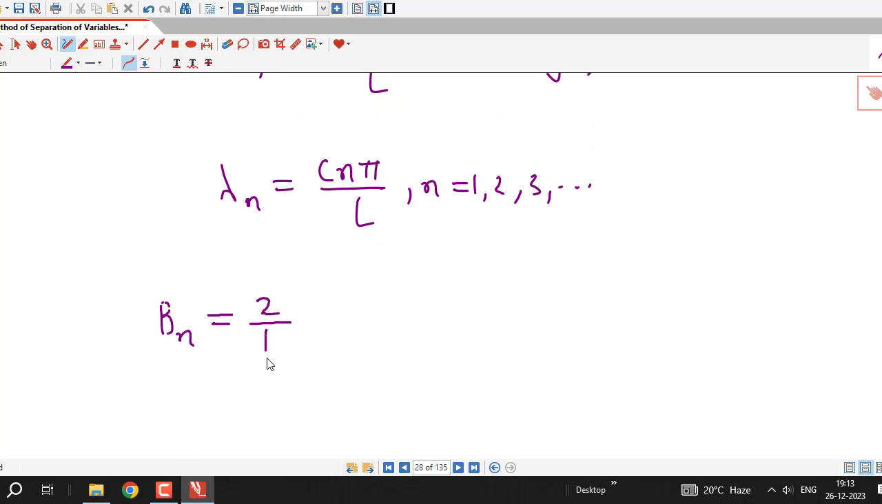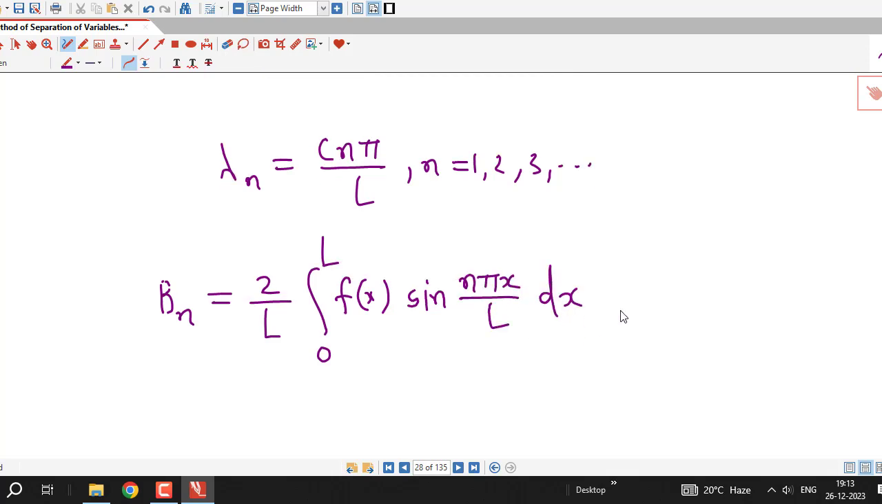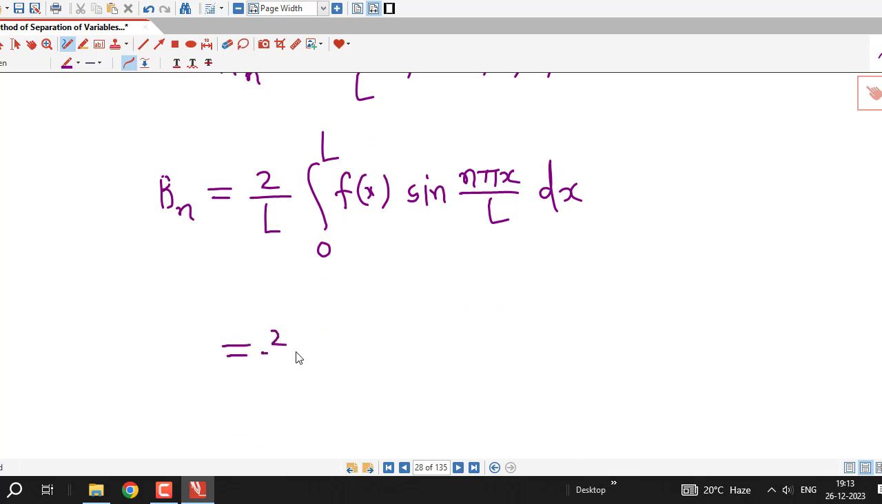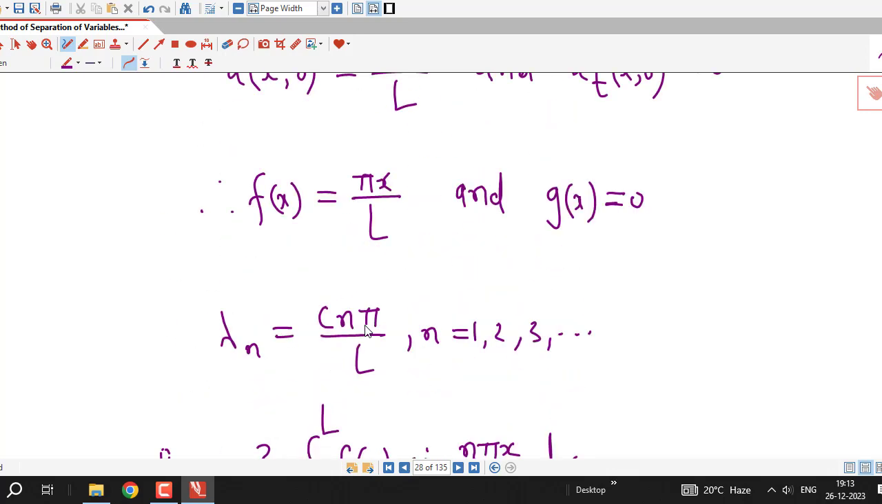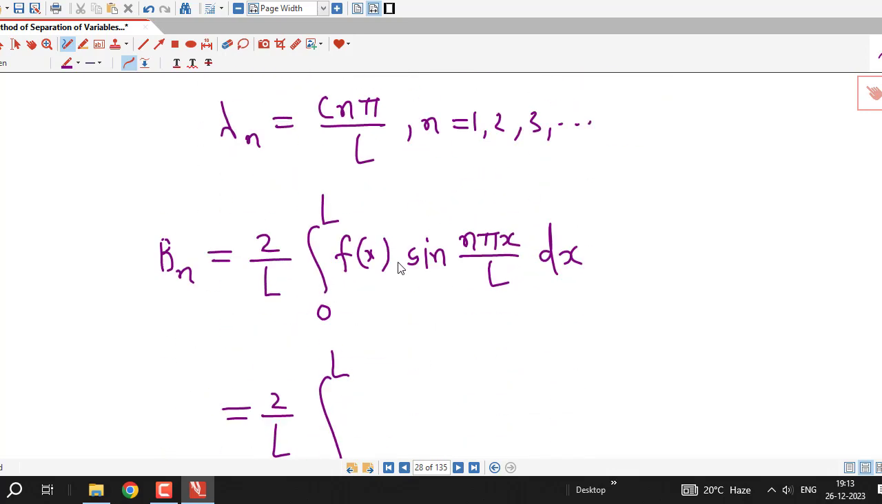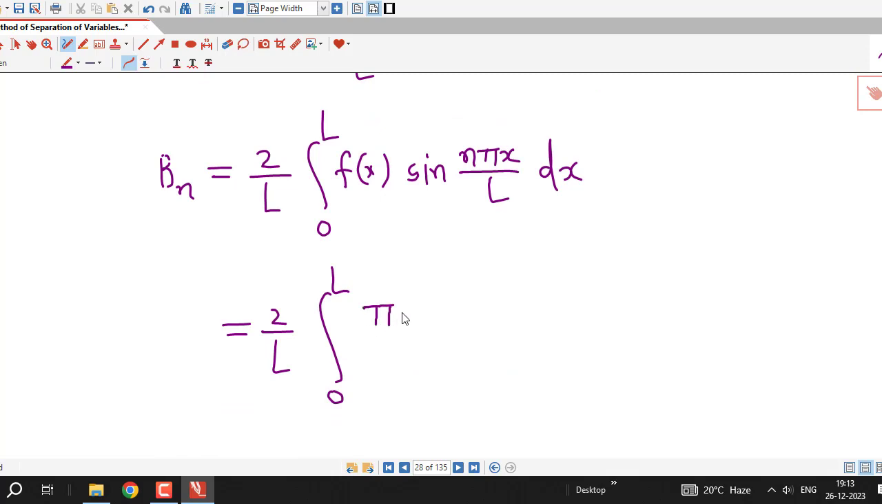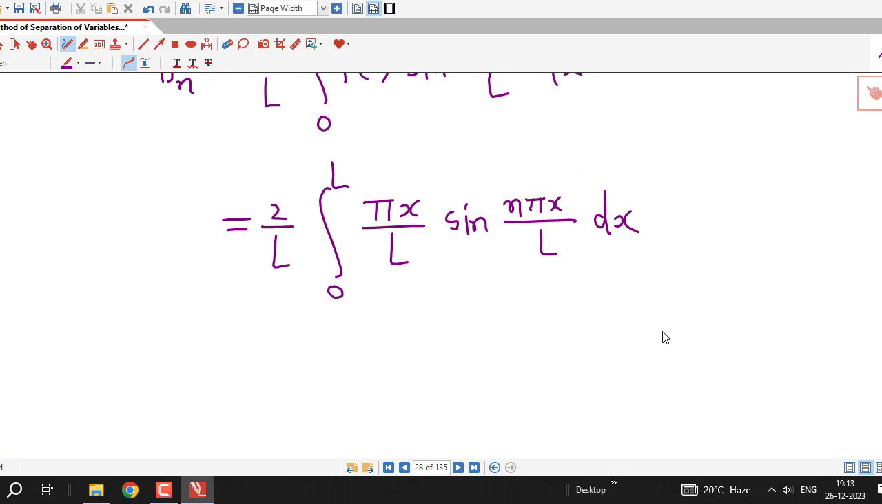Bn is given by 2 by L integral 0 to L f(x) times sin n pi x divided by L integral with respect to x. This is equal to 2 by L integral from 0 to L. f(x) is pi x divided by L, that we substitute here, pi x divided by L times sin n pi x divided by L integral with respect to x.